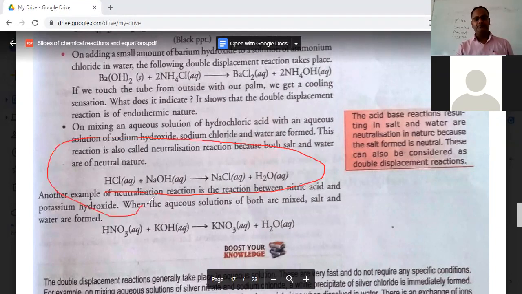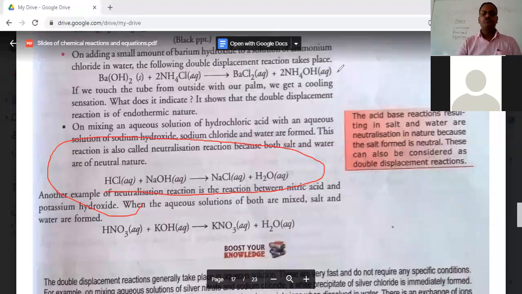First of all, tell me, student, HCl and NaOH form NaCl and H2O. What is HCl? Yes, HCl, definitely you are right. No, I'm not asking you the name of HCl. I am asking whether it is an acid, base, or a salt. HCl definitely is an acid. And sodium hydroxide, is it an acid or a base?